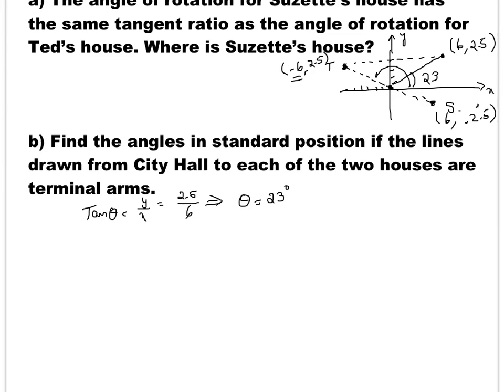Now I have to find this angle. You can easily see that this angle is going to be 180 minus 23, which is 157 degrees. To find this angle, if I find the reflection of this point on the x-axis, I'm going to get the same point here. So we know this angle is 23 degrees. So the other angle is going to be 360 minus 23, which is going to give me 337 degrees.